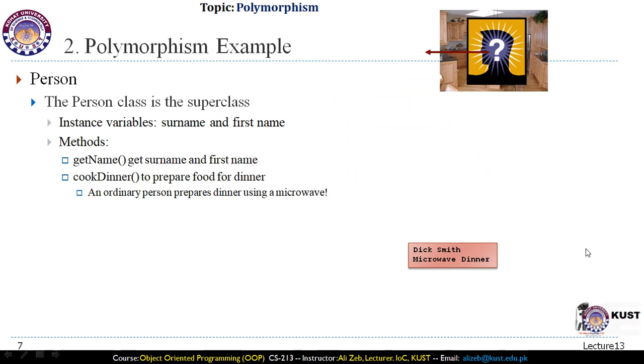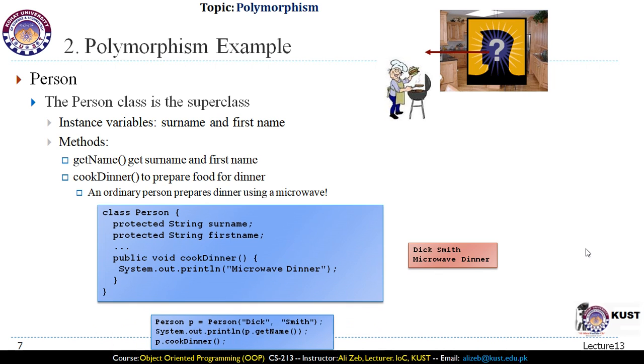For example, if you go into the details of the person class, the person class has a getName method that gets the surname and the first name of the person, and a cookDinner method, and that method will ask the person to cook food or dinner. And an ordinary person like me prepares dinner using a microwave.